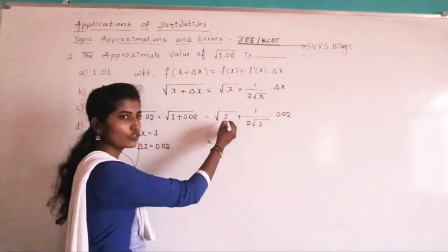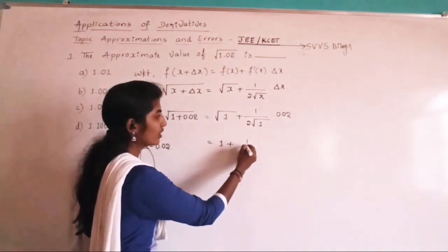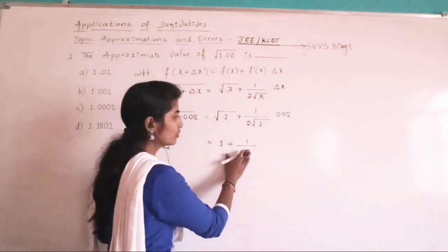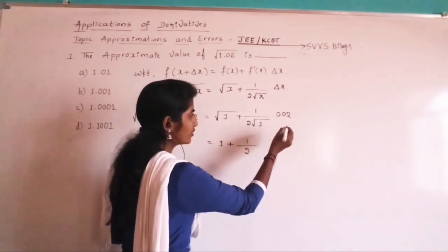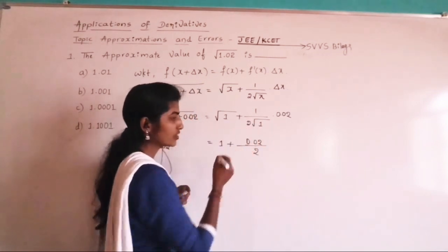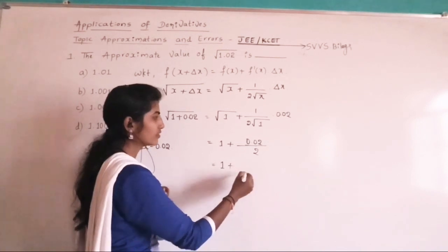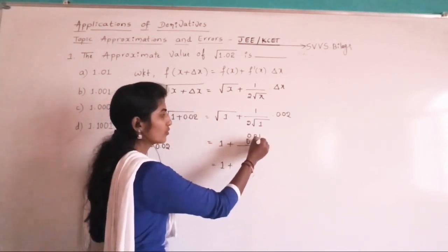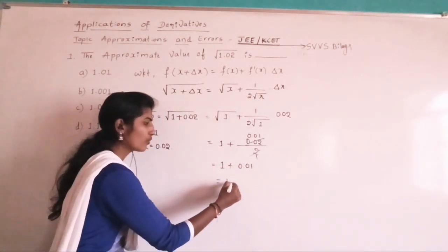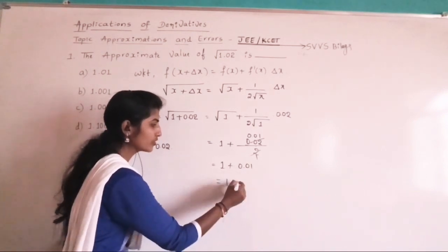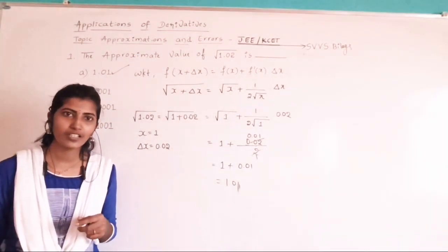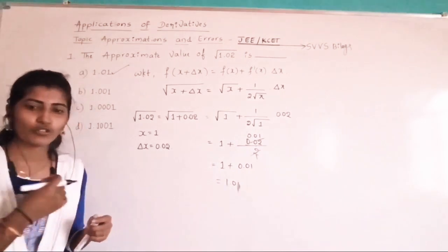After that, the square root of 1 is 1, plus 1 divided by 2 into square root of 1. The square root of 1 is, of course, 1, so 2 into 1 is 2, into 0.02, that is 0.02 divided by 2. Simple. That is equal to 1 plus 0.01. So the answer is 1.01. That is option A, which is the right answer here. Okay, so have a look, note it down. We'll be back with the second question.